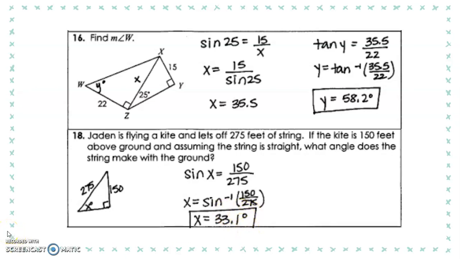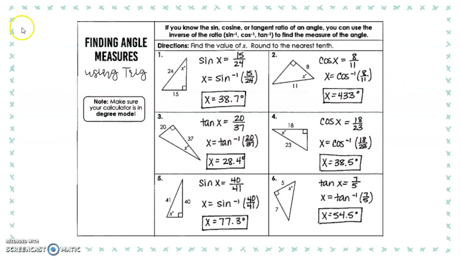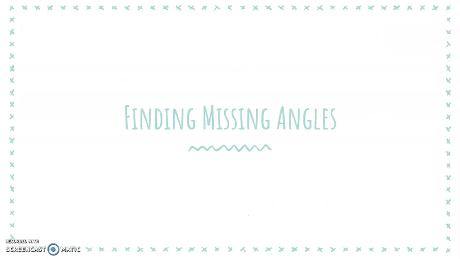So setting it up the same way, but this time we are using the inverse of the ratios, so sine inverse, cosine inverse, and tangent inverse. And we're doing that when we're finding missing angles in our right triangles using trigonometry.